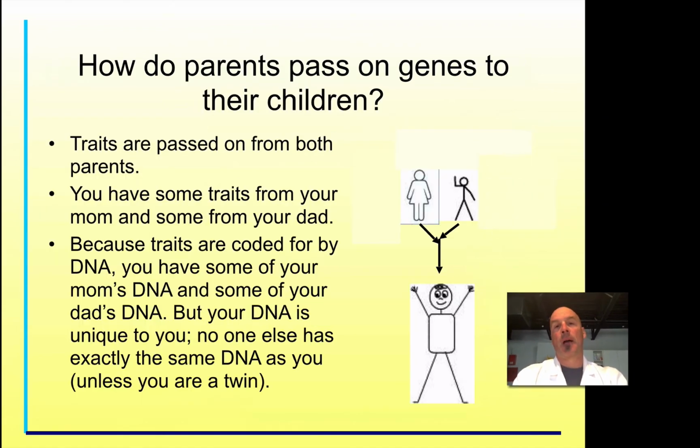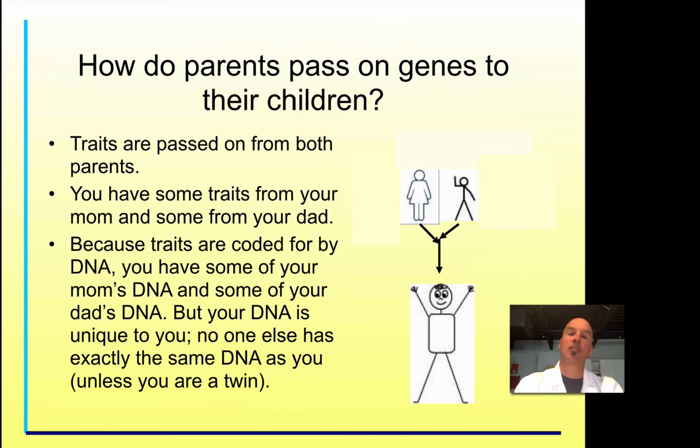All right, so how do parents pass on genes to their children? So the traits are passed on from both of your parents. You have some traits from your mom and some from your dad. Because the traits are coded by the DNA, you have some of your mom's DNA and some of your dad's. But the DNA is unique to you from the way that it comes together. No one else has exactly the same DNA as you, unless you're a twin. And then it gets really interesting.